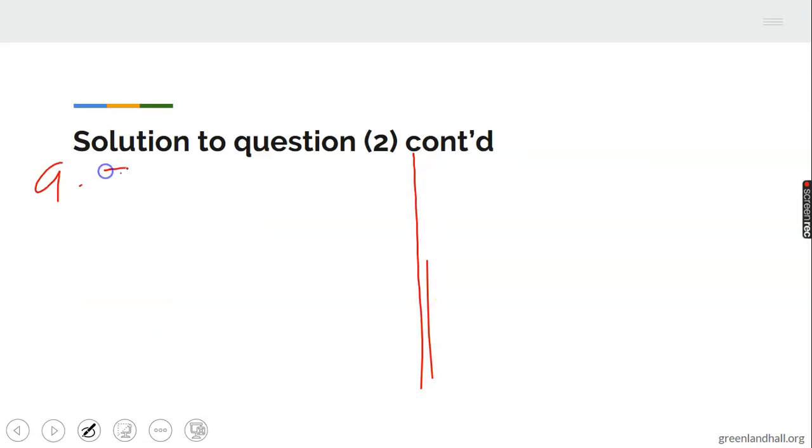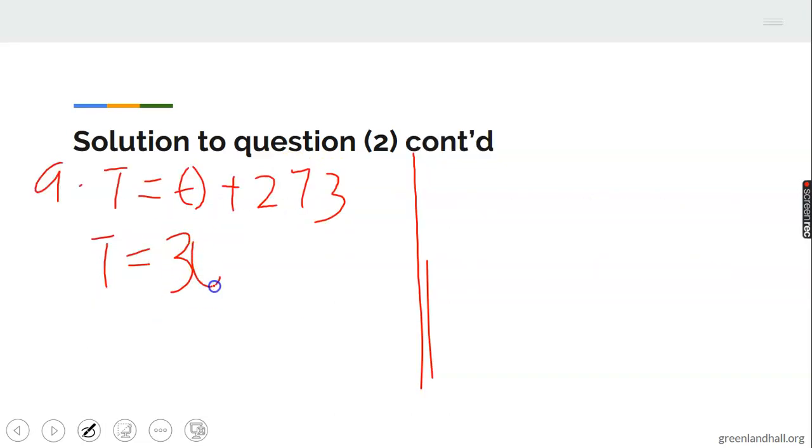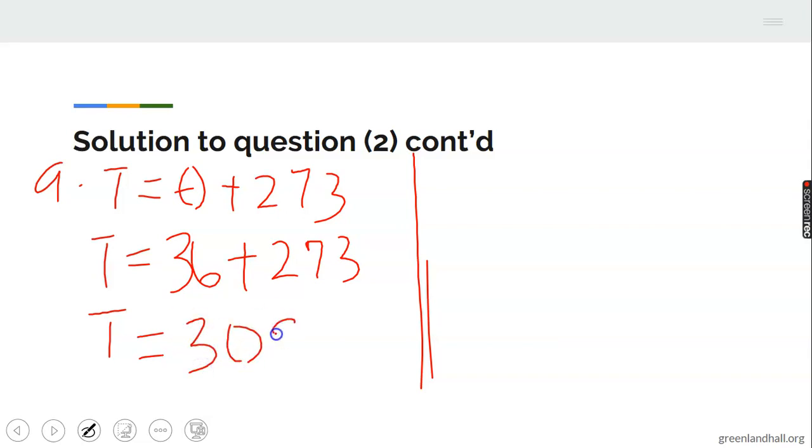T equals theta plus 273. What is your theta? Theta is 36. Just put it there. 36 plus 273. That will be T equals, add this together, that will give us 309. If I'm not mistaken, that should be 309 Kelvin.